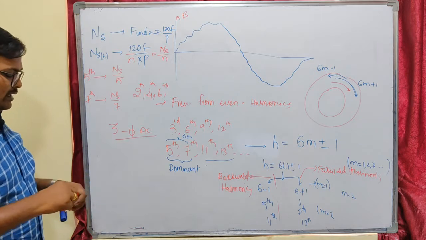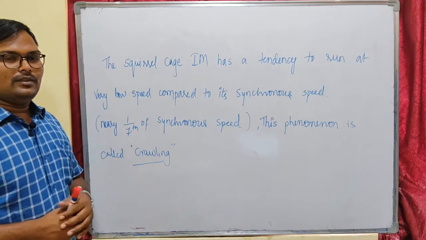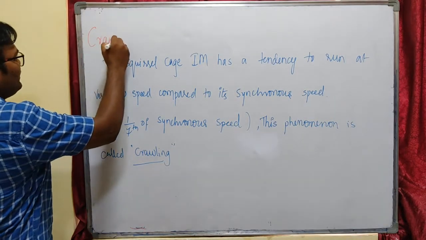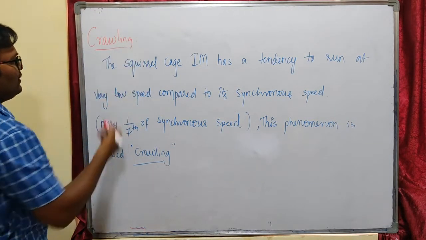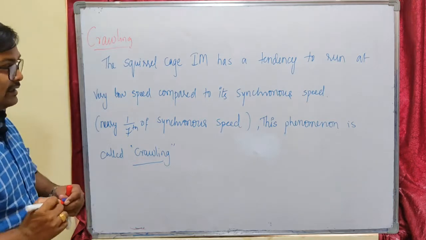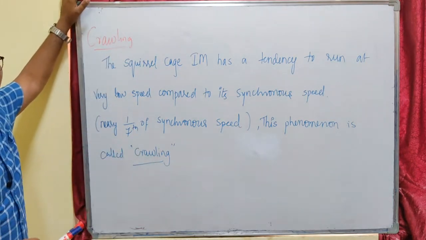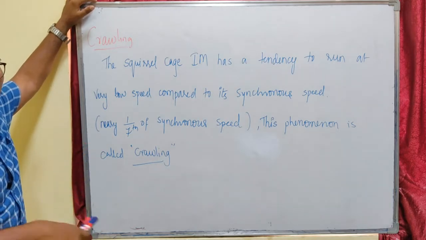Now let us see the torque slip characteristics. Now let us see the definition of crawling. Crawling is nothing but, you can assume it as a kid crawling at the age of 7 or 8 months. He can't walk, he crawls on the ground. So that is nothing but a low speed operation.